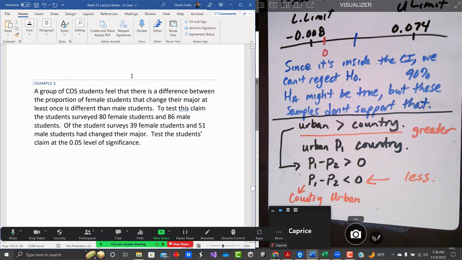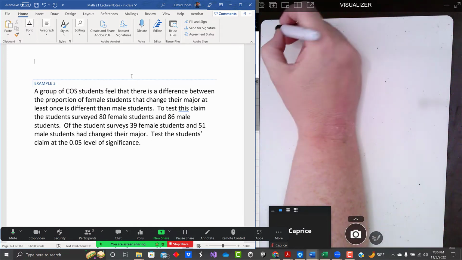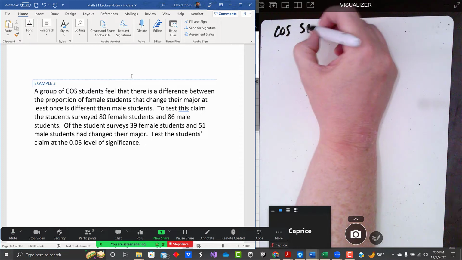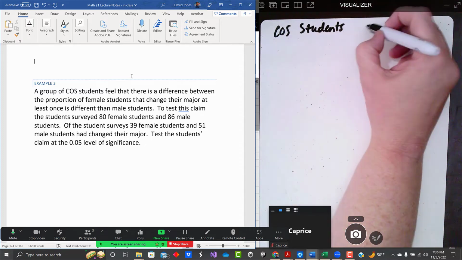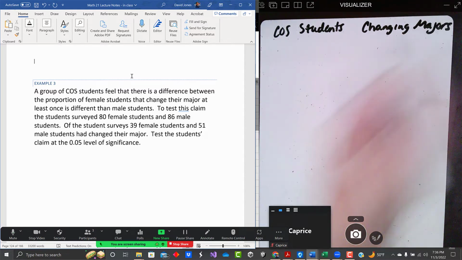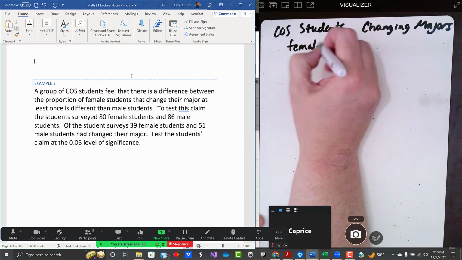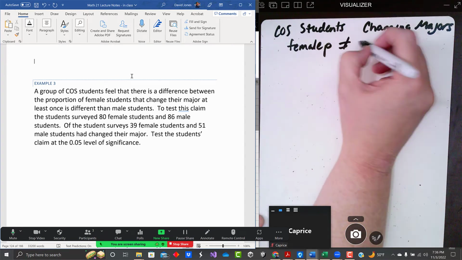So a group of COS students feels that, another whiteboard here. I went through a lot of whiteboards today. That there's a difference between the proportion of female students that change their major. We're talking about COS students, and the topic is changing majors. And they think that females, there is a difference. Difference means different or not the same. So the female proportion is different than the male proportion.